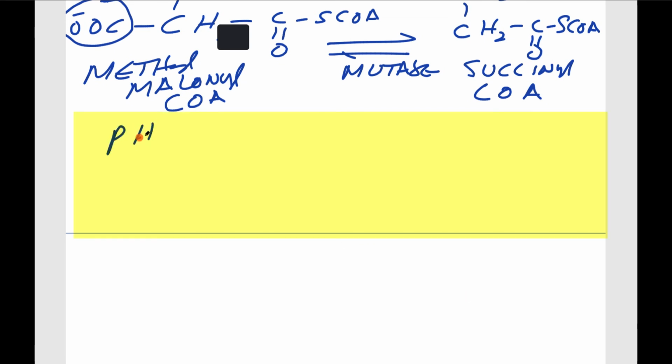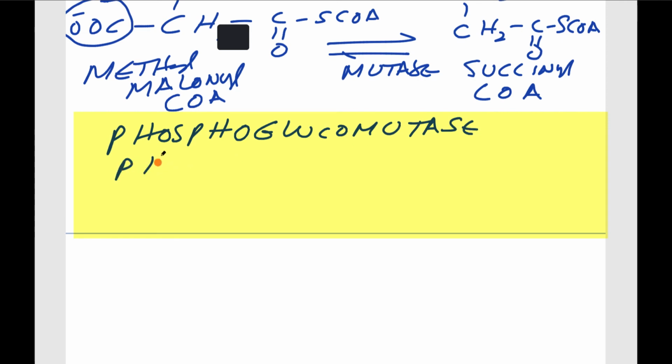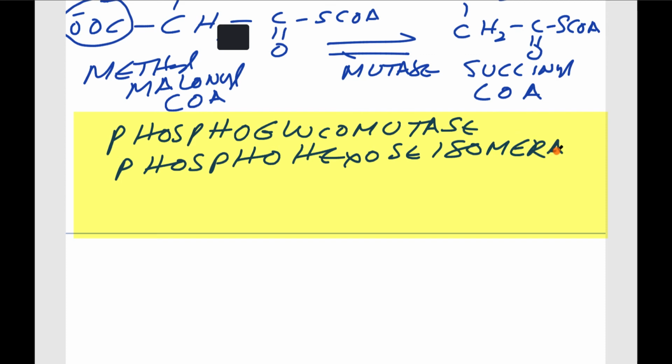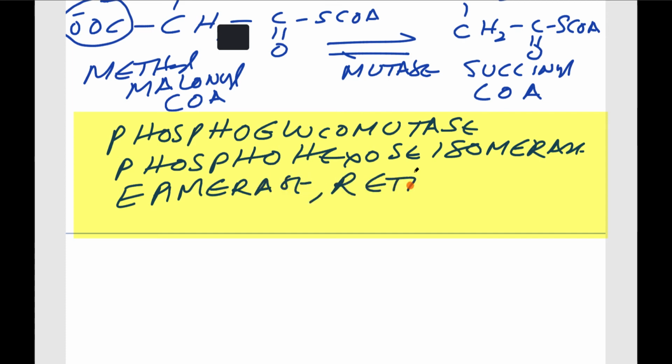What are the various enzymes under this group? Phosphoglucomutase, phosphohexose isomerase, epimerase, retinol isomerase. These are various enzymes under this group.